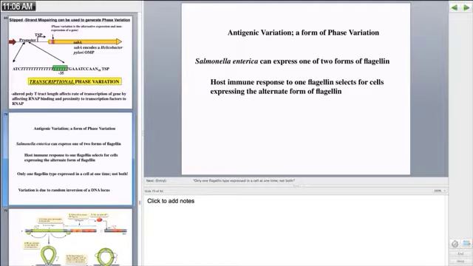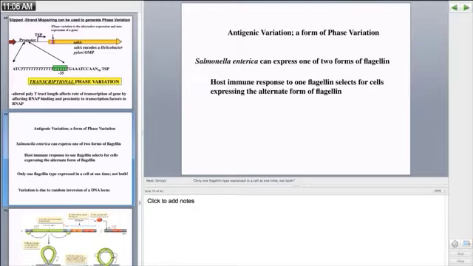But if some small subunit or some subpopulation is expressing a different form of the flagella, that antibody can't touch that population. So that population can survive. So the bacteria may be able to persist in your gastrointestinal tract for slightly longer by having two different populations.